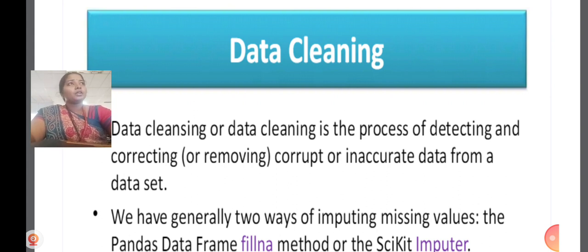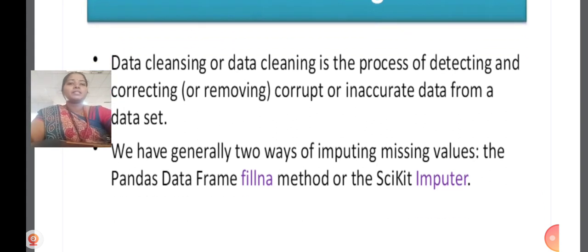Because if we analyze all the data in a single set, it is a more time consuming process. For that, we have to cleanse the data first of all. That means removing or filtering the unwanted data from the whole data set which we have analyzed. Then we generally have two ways of imputing missing values. Missing values can be handled with the pandas data frame fillna method, or the scikit imputer. We can use these two methods.